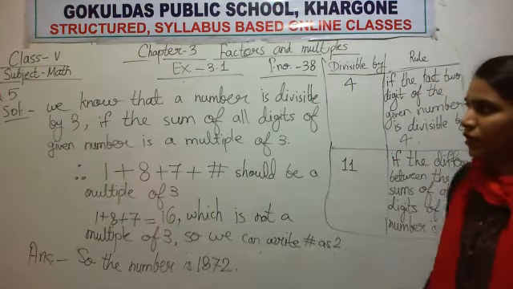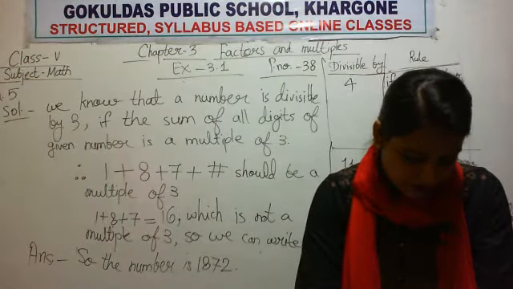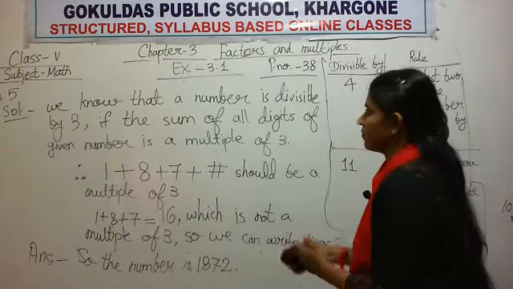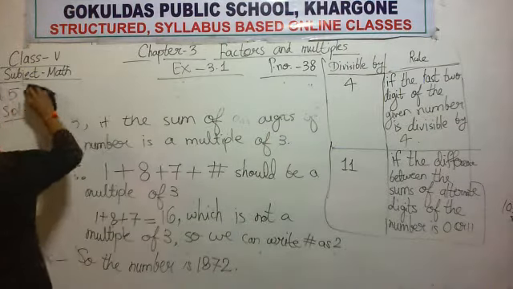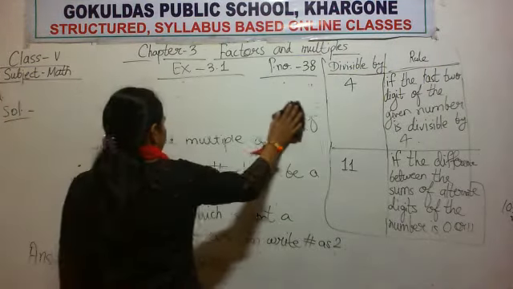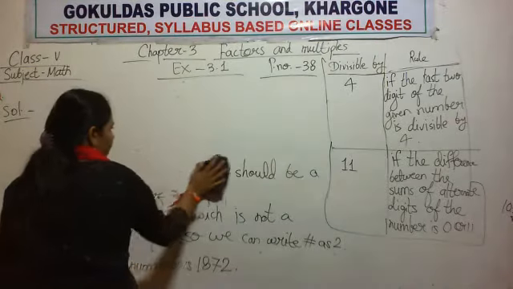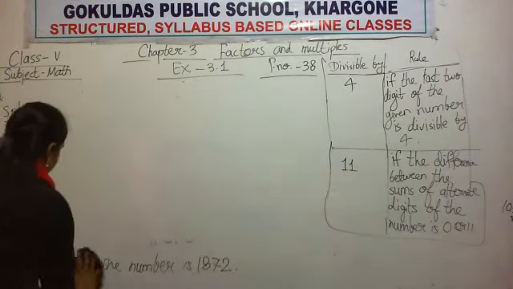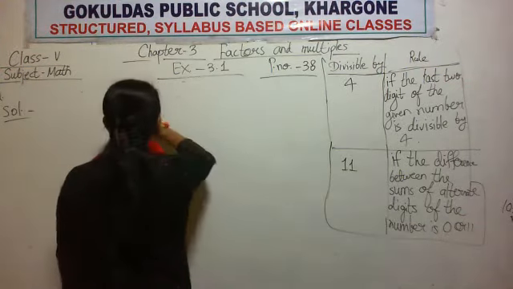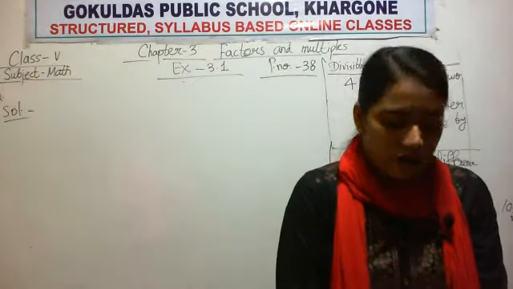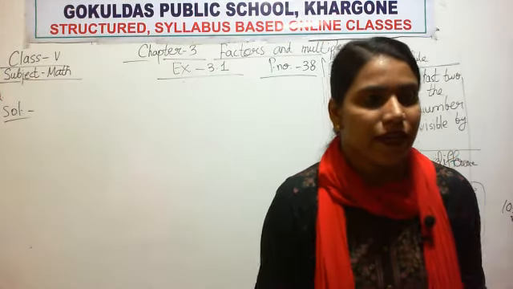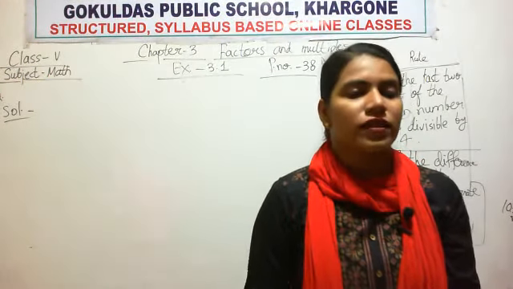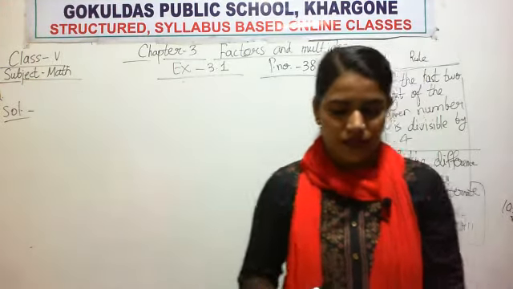Okay, now question number 6 is homework for you all. Now we are doing question number 7. Question number 6 is homework. Remember, all of you have to learn all the divisibility rules. The table I have drawn on the board, or provided in the PDF, that table you must learn.